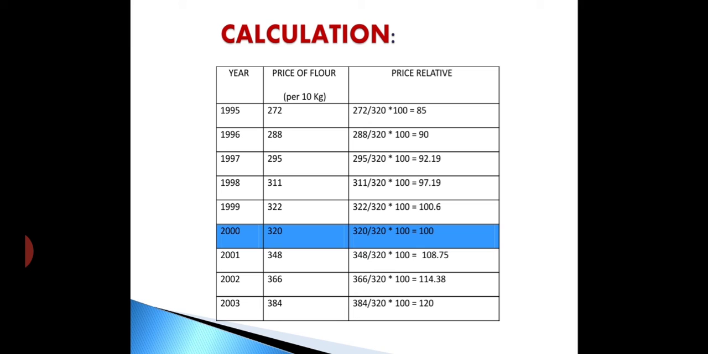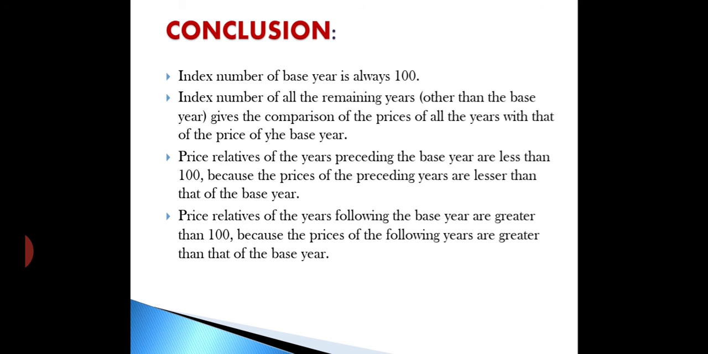What conclusion can be drawn with the help of this calculation, and what can be understood by the meaning of index number? Just go to the next slide. We can observe that the index number of the base year is always 100, and the index number of all the remaining years other than the base year gives the comparison of the prices of all the years with that of the price of the base year. Price relatives of the years preceding the base year are less than 100, because the prices of the preceding years are lesser than that of the base year.